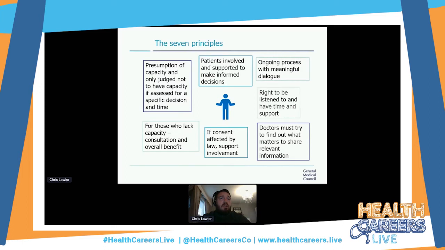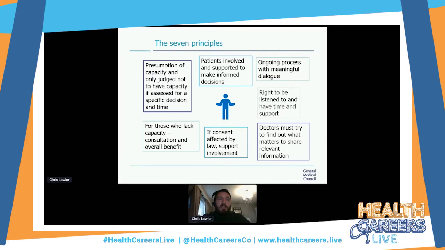And then if we go to the top left, we've got the presumption of capacity, and we should only be judging that a patient lacks capacity when we've assessed them, and we are carrying out an assessment at that specific time and related to a specific decision. So we're carrying out an assessment of a patient's capacity, and that is a point in time assessment focusing on specific decisions that we would require the patient to make.